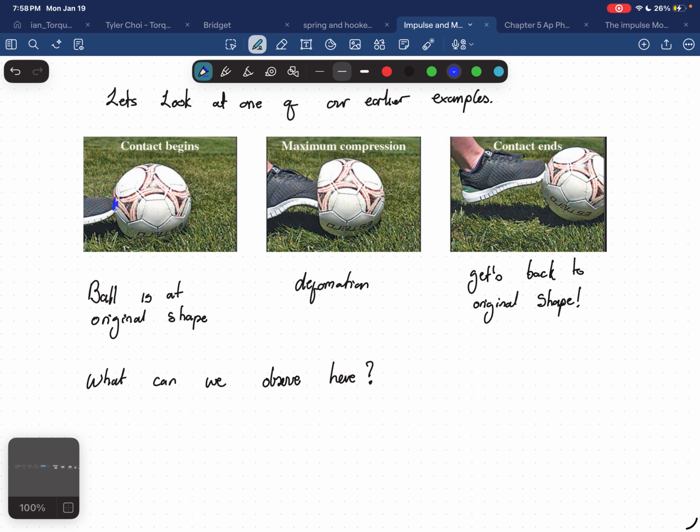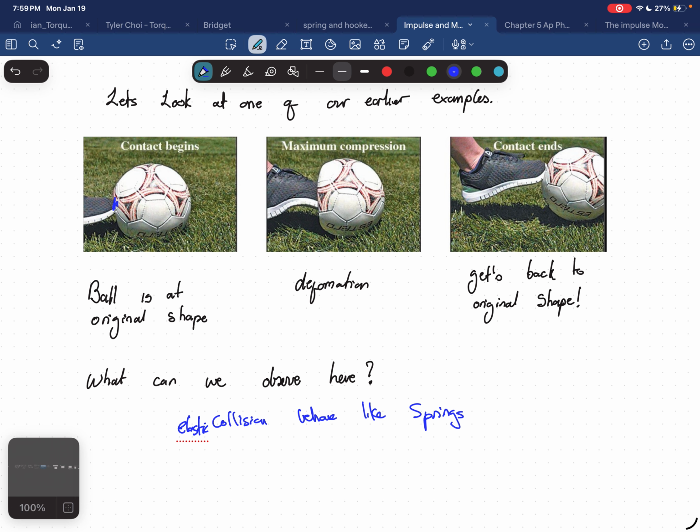And what can we observe here? We can observe that elastic collisions behave like springs. So don't worry, we won't use Hooke's law in this section, but it's a very, very good observation, because for the ball to get back to its original shape, it's undergoing a restoring force, like how a spring would restore back to its original shape when it's been stretched or compressed.